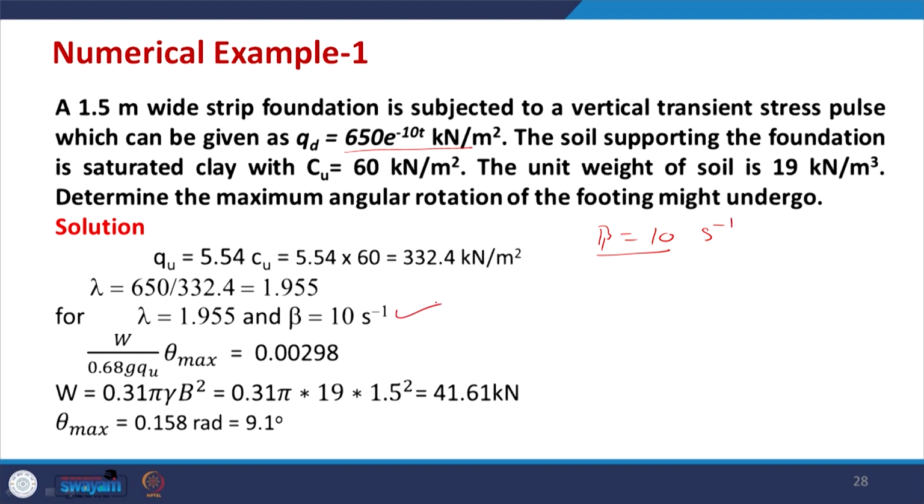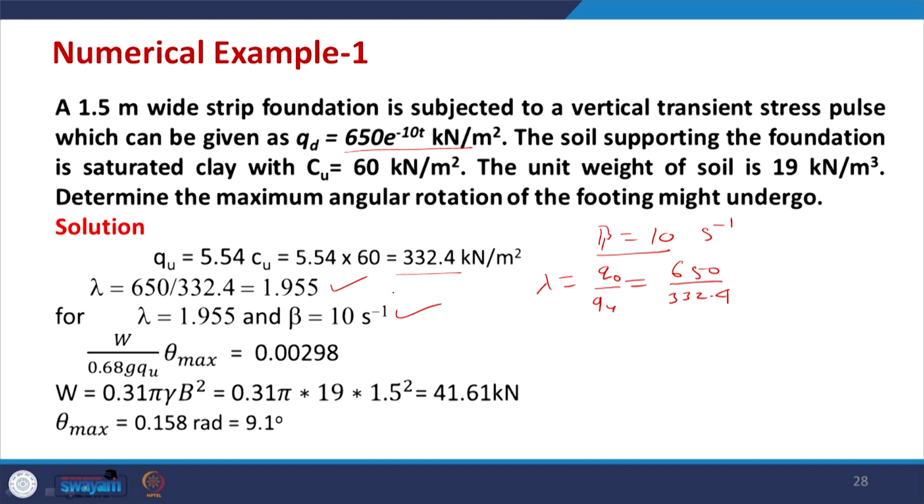Beta is 10 second inverse, which is written here also. The soil supporting the foundation is saturated clay with Cu equal to 60 kilonewton per meter square. The unit weight of the soil is 19 kilonewton per meter cube. Determine the maximum angular rotation of the footing which it might undergo. So, how do we do it? Qu is given by 5.54 Cu. Cu is given, so we get the value of Qu here. Now, lambda is Q naught over Qu, with Q naught 650 and Qu 332.4, so you get 1.955, which is the load factor.